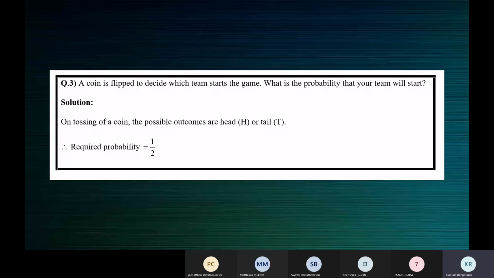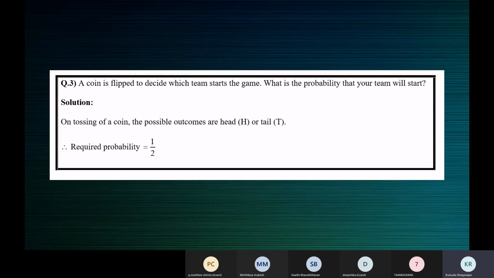A coin is flipped to decide which team starts the game. What is the probability that your team will start? Ma'am, the coin has head and tail, which is 2. So any one will only come, whether head or tail. So it will be 1 by 2. Correct. Thank you, Swati. Correct.